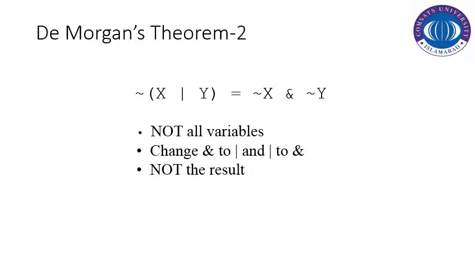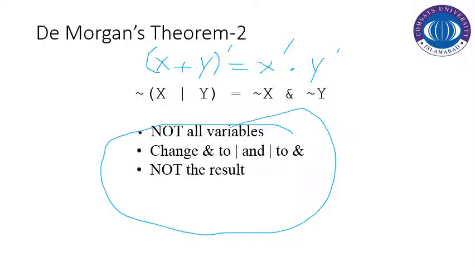See, this is the version. So the alternative form in your book that has been used to represent this theorem is (x + y)' = x' · y'. The same principle that we applied for the first version has also been used for the second version.